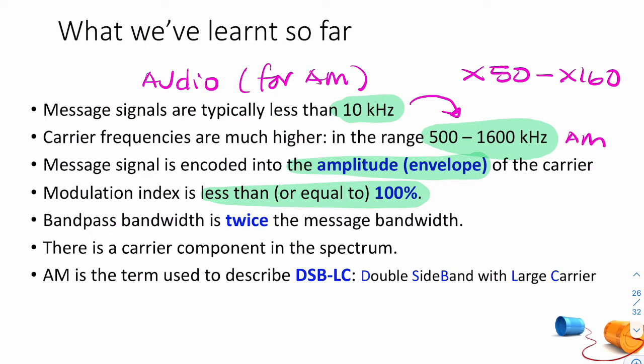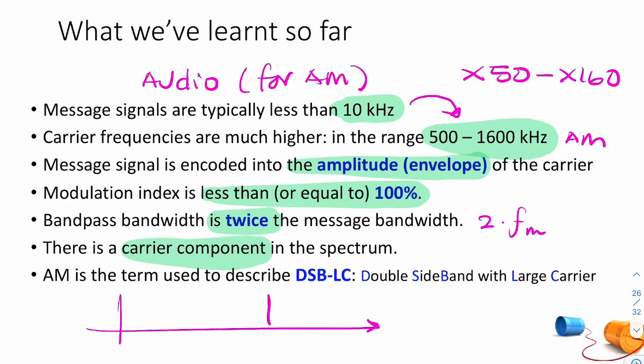We said the bandwidth of your bandpass signal is twice the bandwidth of the message. All right, so that's 2 times FM. We said that the spectrum actually contains a carrier component. So there's always a carrier component. Either we have a spectrum that looks like that, or we have a spectrum that looks like that. Okay, it can look whatever your message actually looks like. It could look like that. But whatever it is, the bandwidth will be this total.